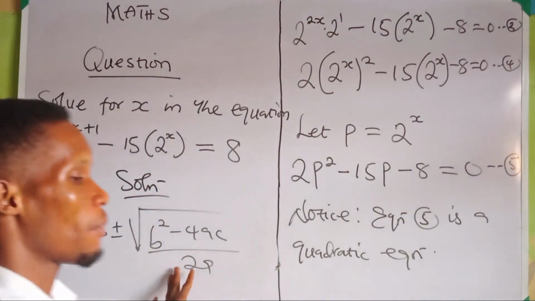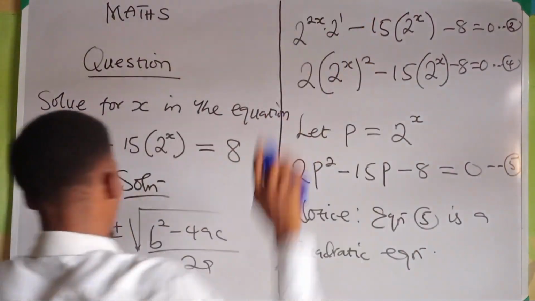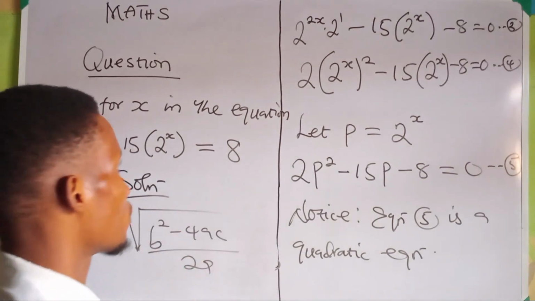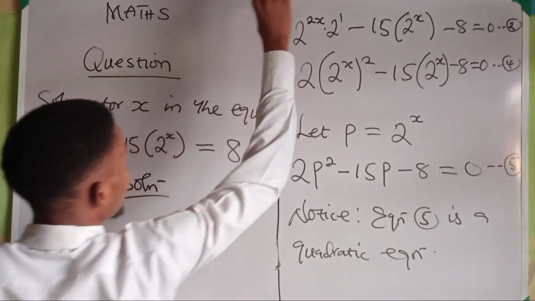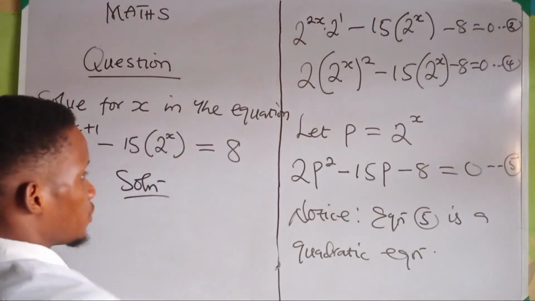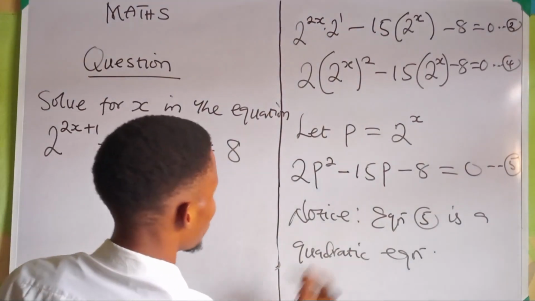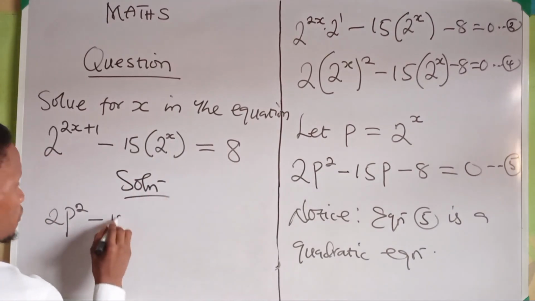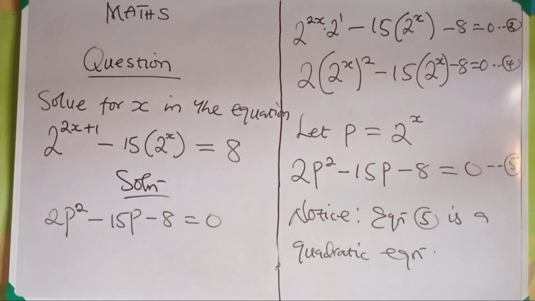But for me, I'm going to solve using the factorization method. This formula method, when we get to quadratic equations, I'm going to prove how it is derived. So if we are solving using the factorization method, we're going to have something of this nature: 2p squared minus 15p minus 8 equals 0.